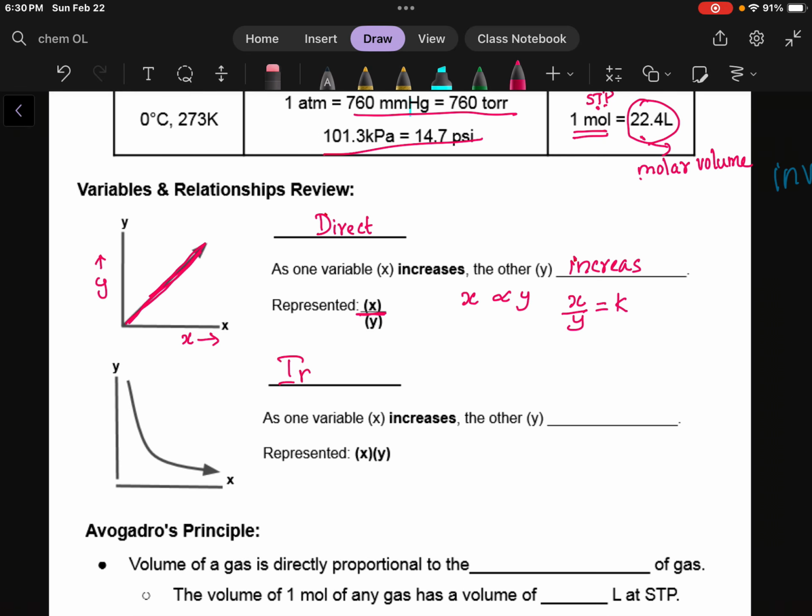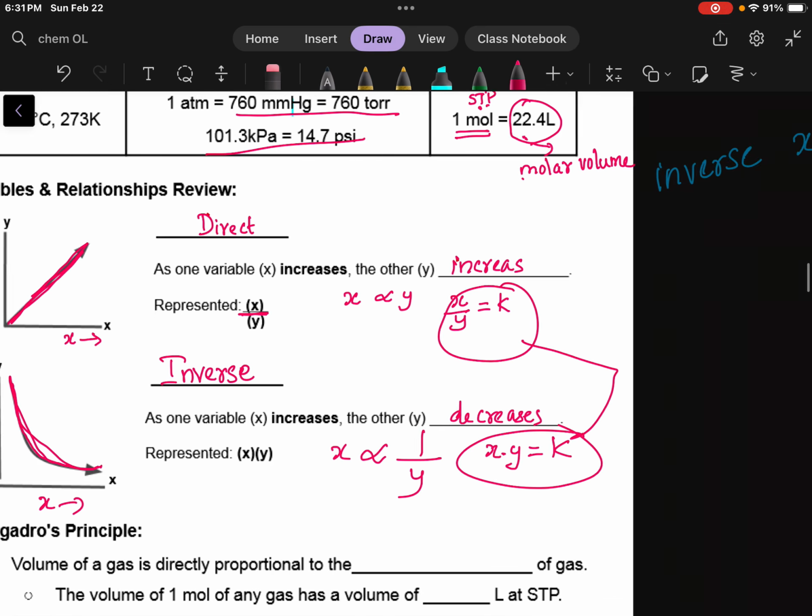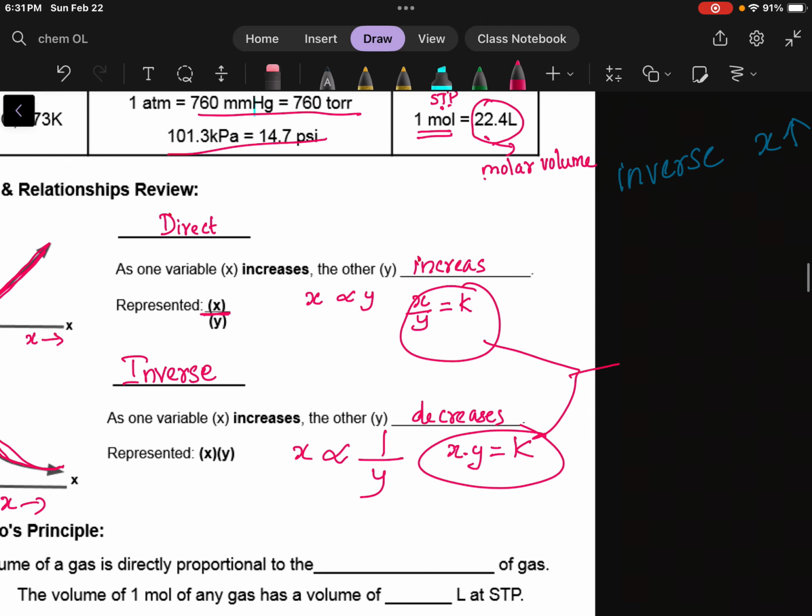Same thing, if it is inverse relation, it will be the opposite, and you know that it is exponentially decreasing. You will get a curve like this. X increases, y decreases. So x is inversely proportional. We'll write x is proportional to 1 over y, or we can say x times y is equal to a constant. So these are the two relations we will see in gas laws.